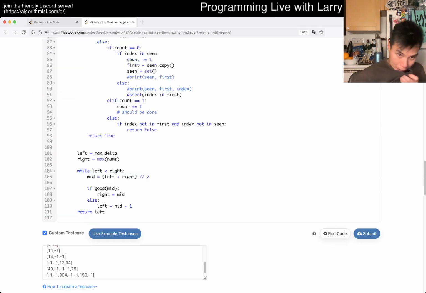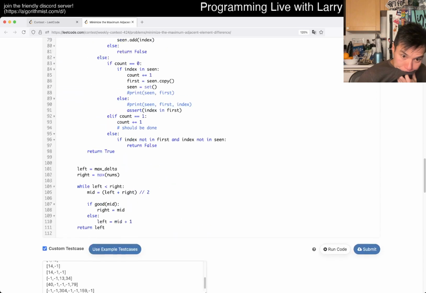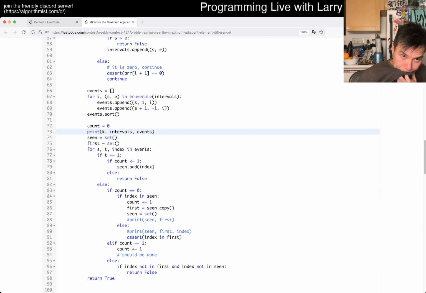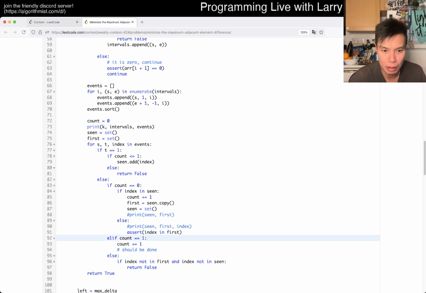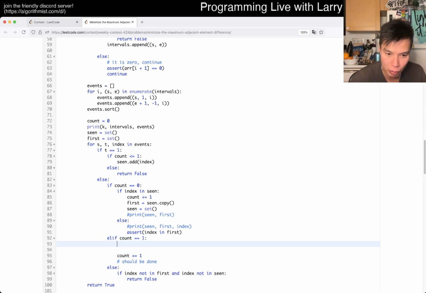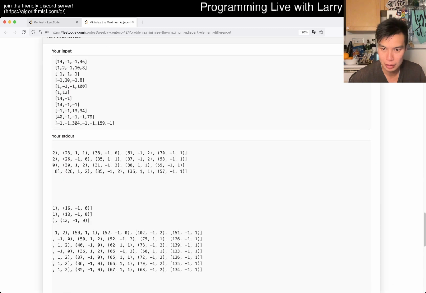Okay. No, that shouldn't matter. I didn't skip it. I thought I would, but okay. So it's kind of equal to 1. Then now, if index is in first, we skip. I think that's really it.